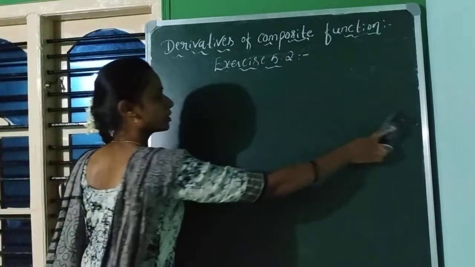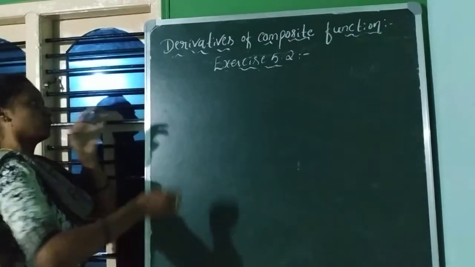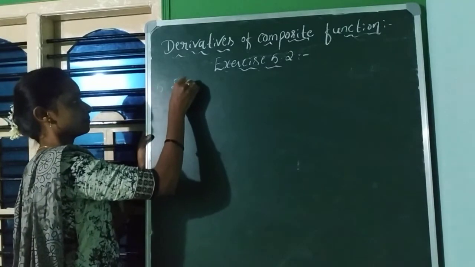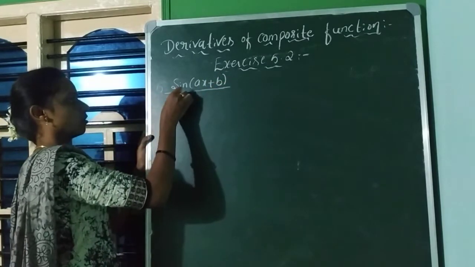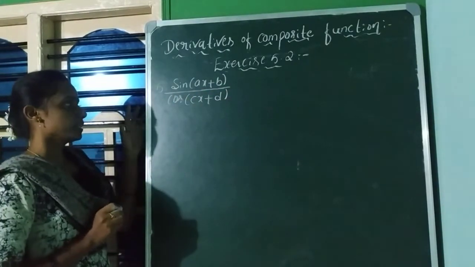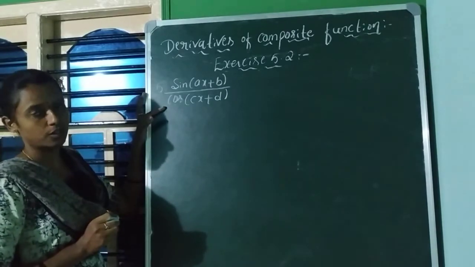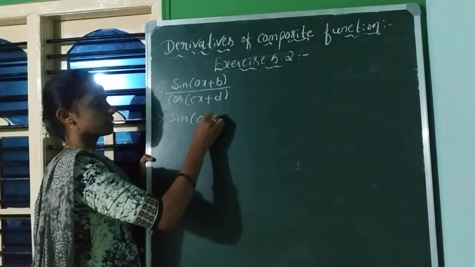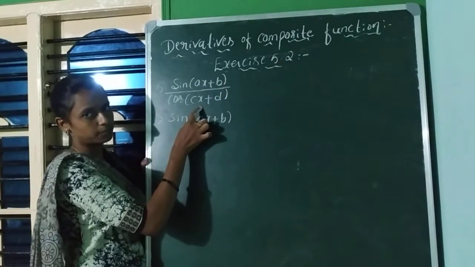So in the fifth one we are going to apply the product rule. Hope you remember the product rule. The fifth one is sine of ax plus b divided by cos of cx plus d. Here you can go with the quotient rule, the u by v rule, or I can write this as sine of ax plus b times 1 divided by cos of cx plus d.